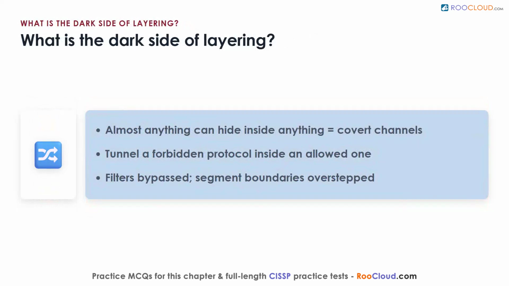What is the dark side of all this layering? The same flexibility undermines your controls. Because almost anything can be hidden inside, encapsulation enables covert channels. If a network blocks one protocol but allows another, a tunneling tool can bury the forbidden protocol inside the permitted one and slip straight through the filter.